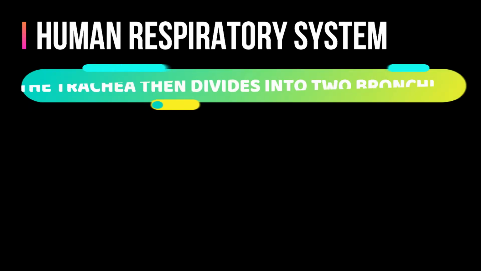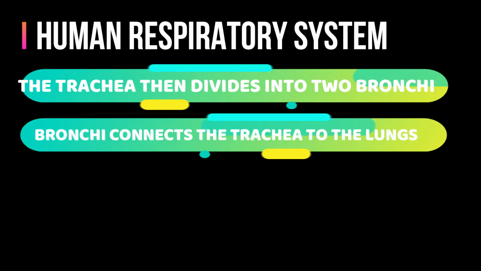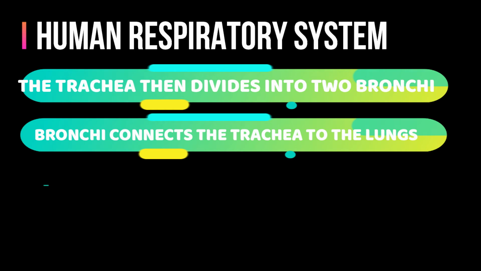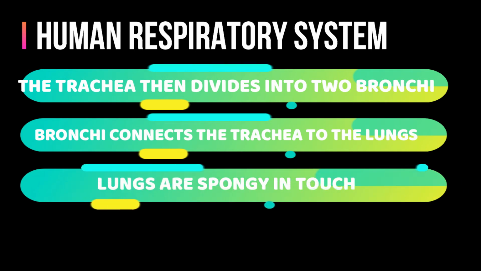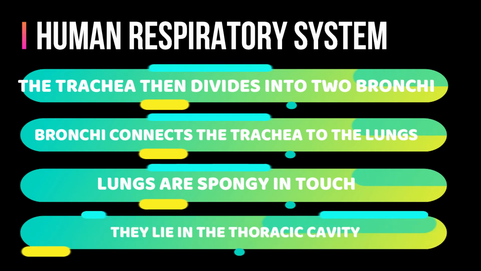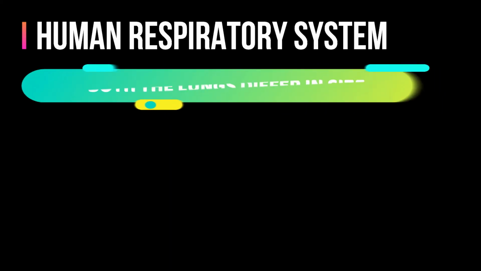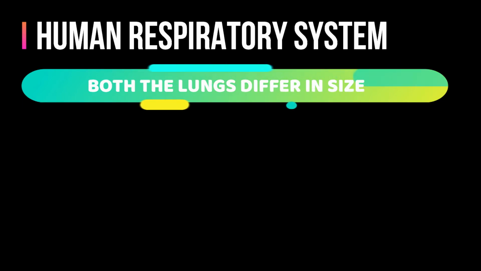The trachea runs down the neck and divides into two smaller tubes called bronchi. These bronchi are connected to the lungs. The lungs are two spongy organs present in the chest cavity or thoracic cavity. Two lungs, right and left. Out of that, our left lung is a little bit smaller than the right, as our heart is located on the left side.